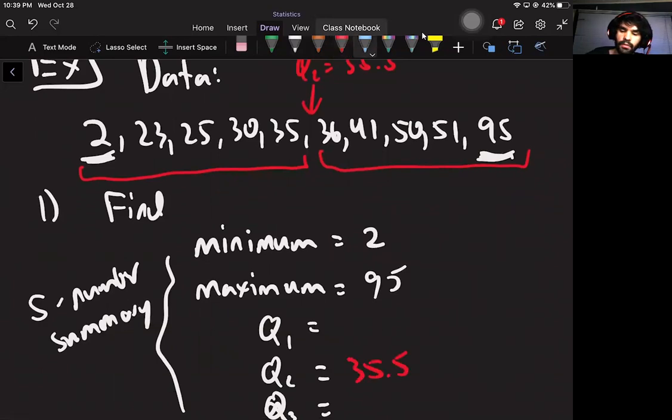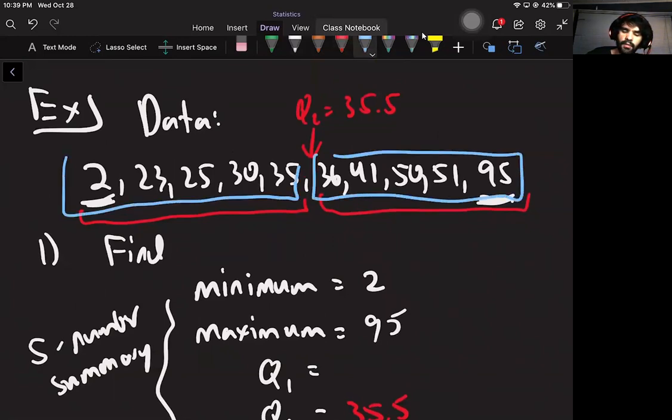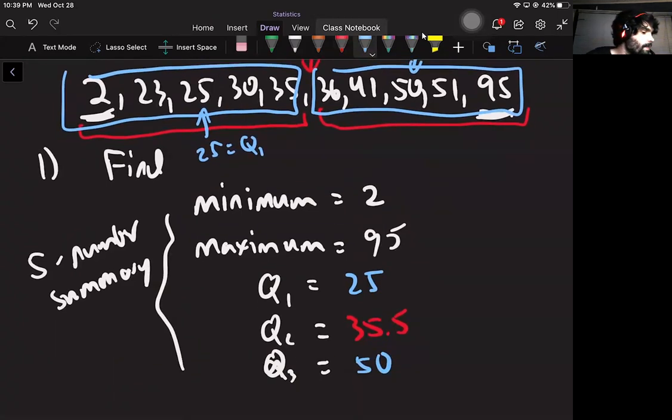Then I'm going to look at the upper half and the lower half separately and find their medians. So that's going to be 50 up there and 25 down here. Okay, so 25 and 50, good. So that's step 1 to making a box plot. Get these 5 numbers.